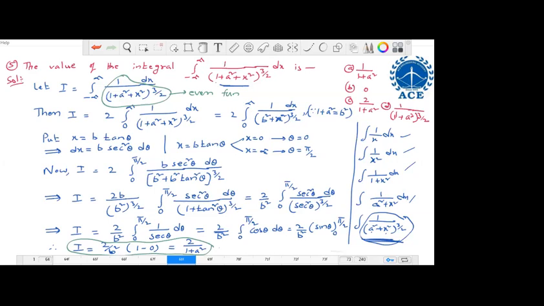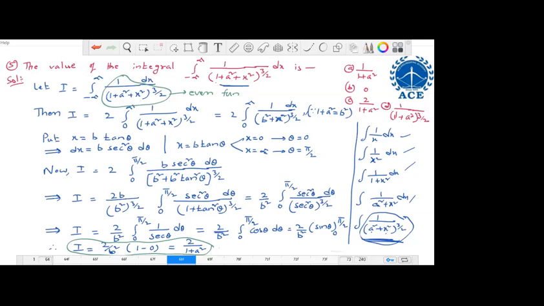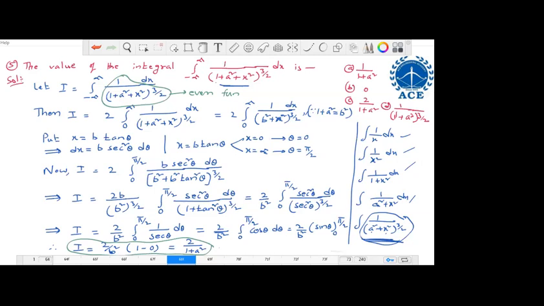Most of the properties work for both. But in the case of minus a to plus a form for an improper integral, only the even condition works. The odd condition doesn't work. The nature of the integral changes. Nature means convergence or divergence changes. So we can't do that.